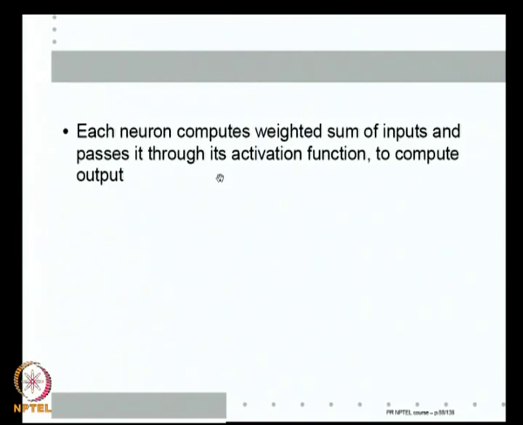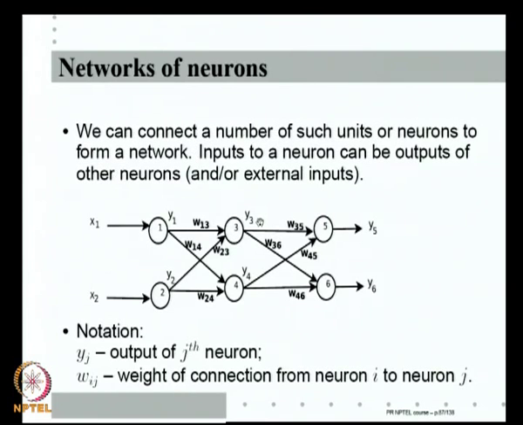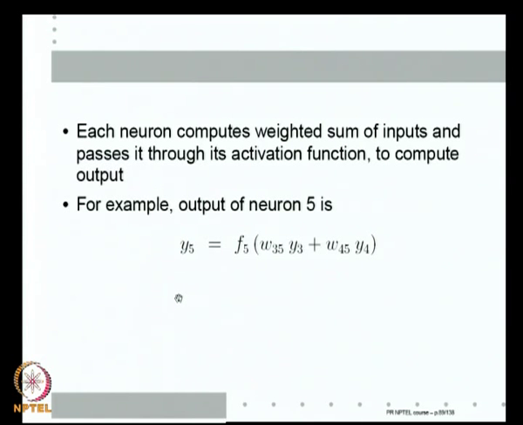Okay. How does this network compute? Each neuron computes a weighted sum of inputs and passes it through an activation function to compute its own output. So, for example, if we go to neuron 5, how does neuron 5 calculate its output? It takes the output of neuron 3, multiplies with w35, the output of neuron 4, which is y4, multiplies with w45, and passes it through its own activation function. So, y5 is f5, the activation function of neuron 5, of w35 y3 plus w45 y4.